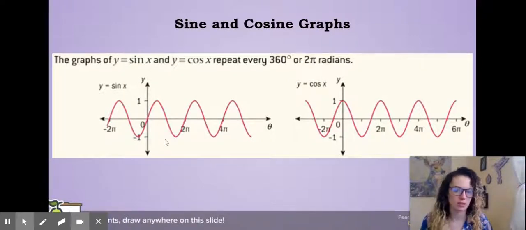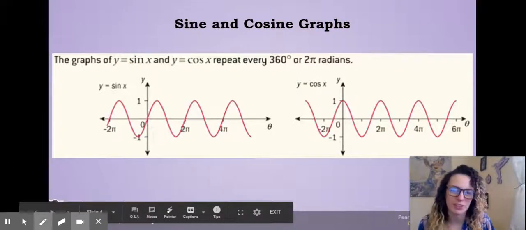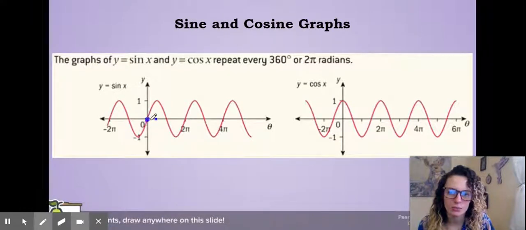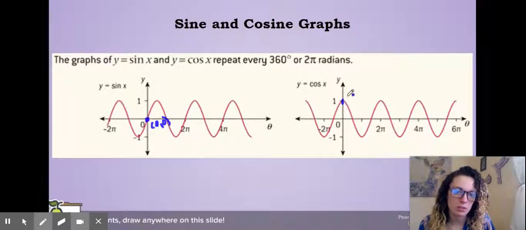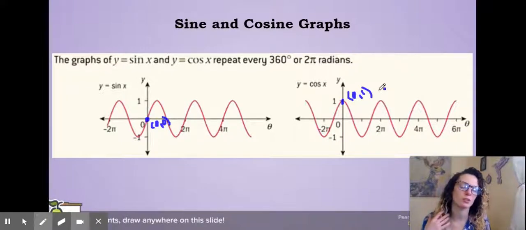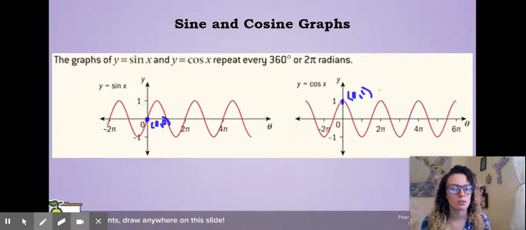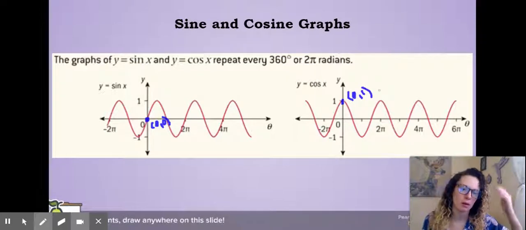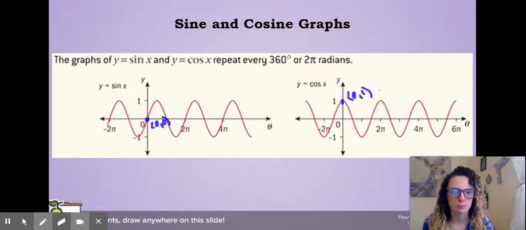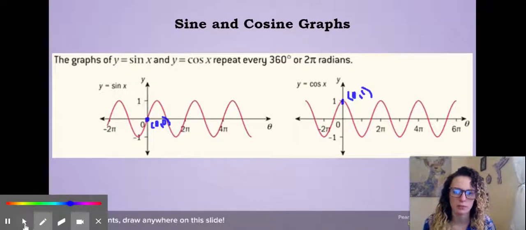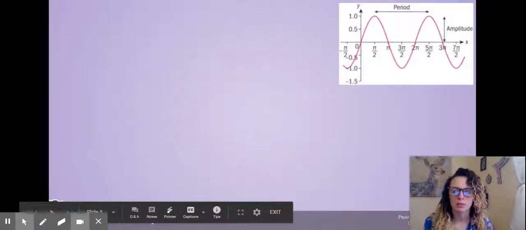If you notice the difference between these two graphs, we have sine on the left and cosine on the right. The sine parent function starts at 0, 0, whereas the cosine parent function starts at 0, 1. So that's usually the telltale sign of whether you're looking at a sine graph or a cosine graph: does it start in the middle, or does it start at a max or a min? If it starts in the middle, you're looking at a sine graph. If it starts at the top or bottom, at a maximum point or a minimum point, you're looking at a cosine graph.